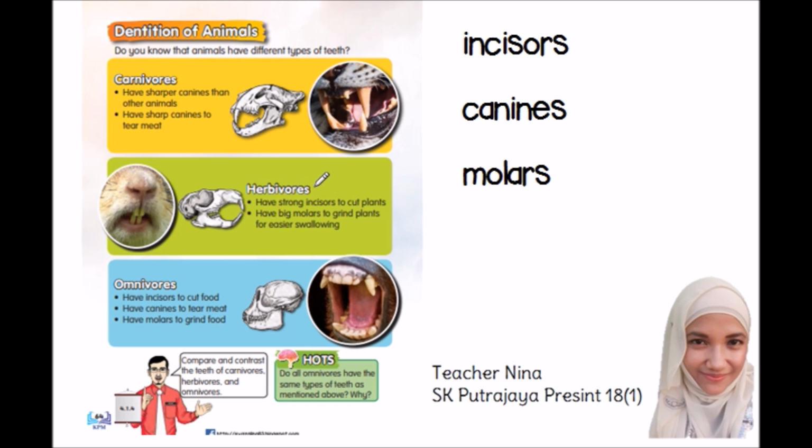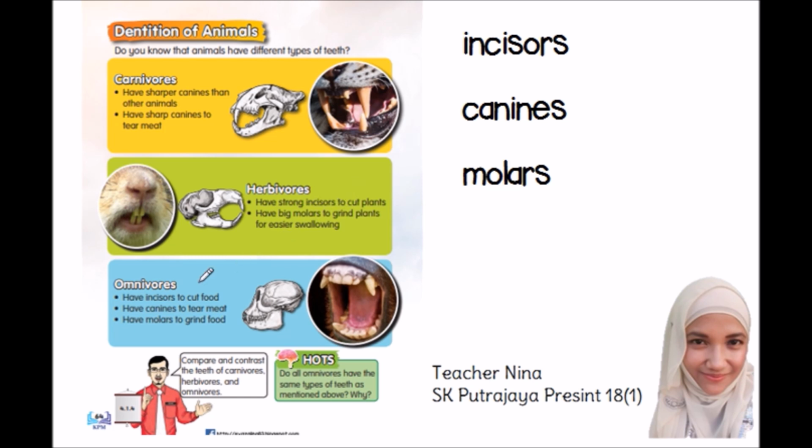Second one, herbivores. Herbivores have strong incisors to cut plants. They have big molars to grind plants for easier swallowing. Look at the pictures here. These front teeth are not canines like the ones for the carnivores. They are actually incisors. But their incisors are stronger than ours.